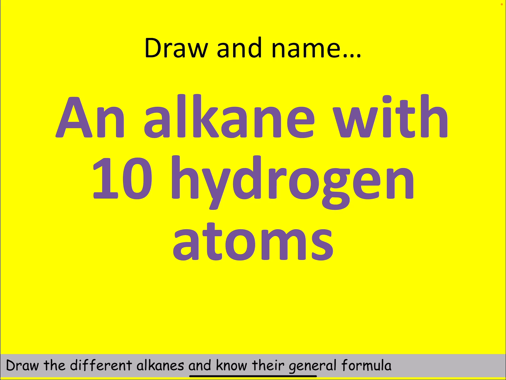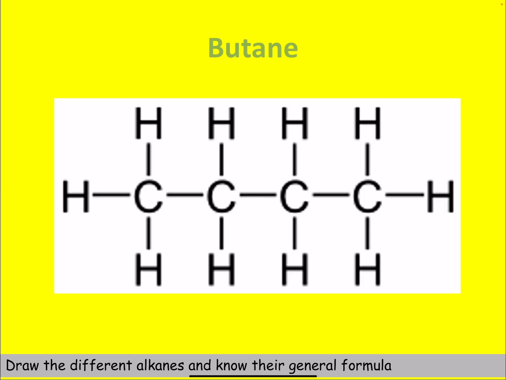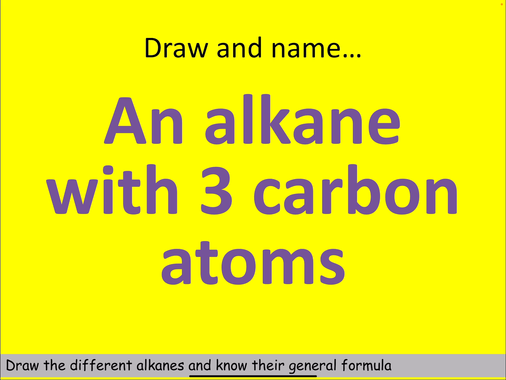Draw an alkane with 10 hydrogen atoms and name it. Okay, so there it is, and the name is butane. That's what you should have got. Moving on. What about draw and name an alkane with 3 carbon atoms? So use that general formula, CnH2n plus 2. N is the number of carbons.